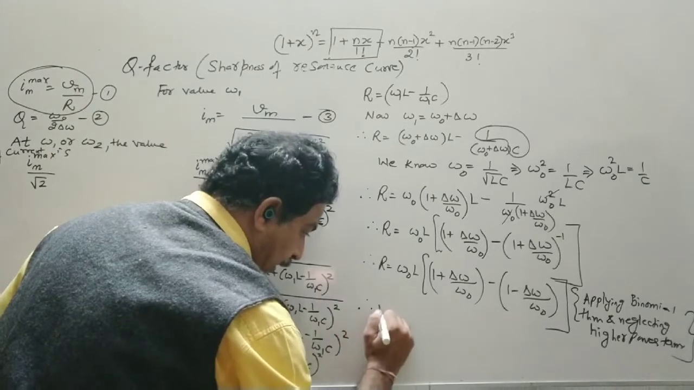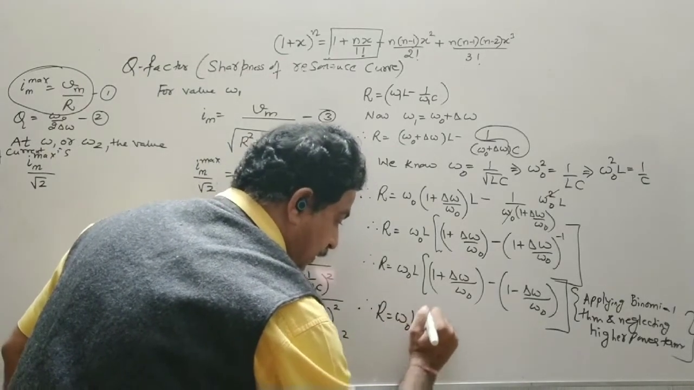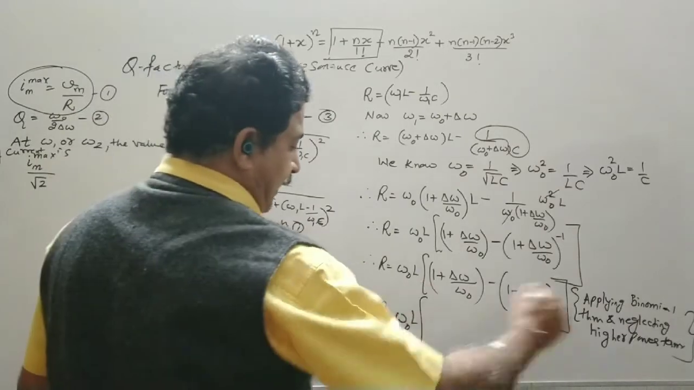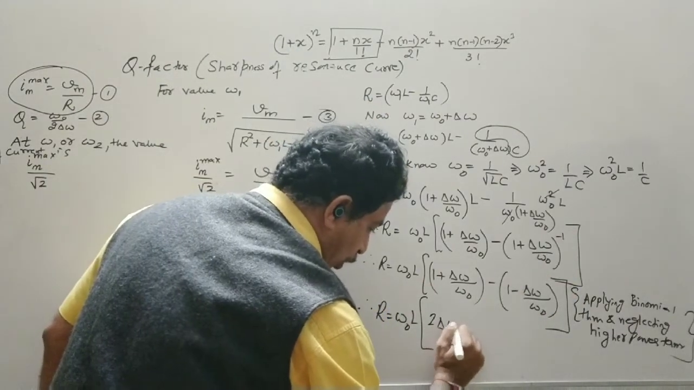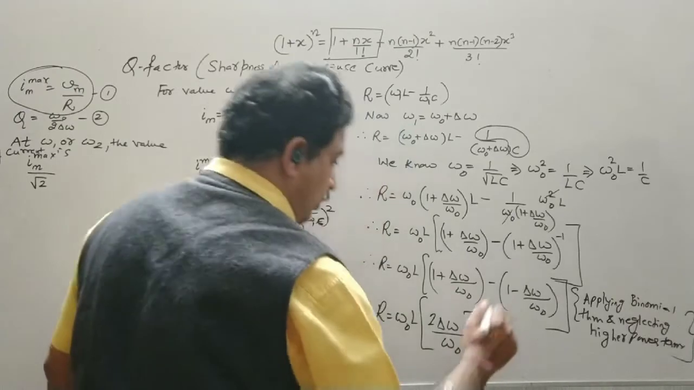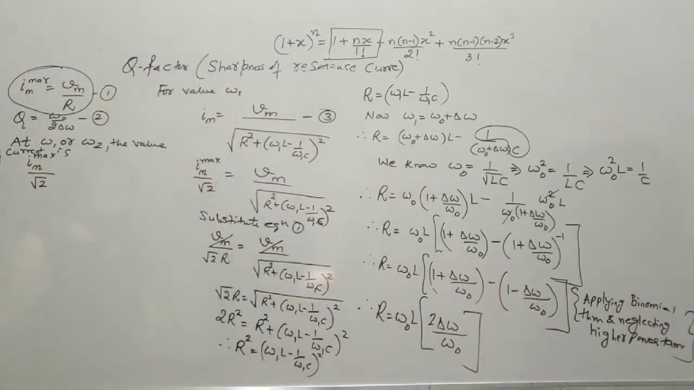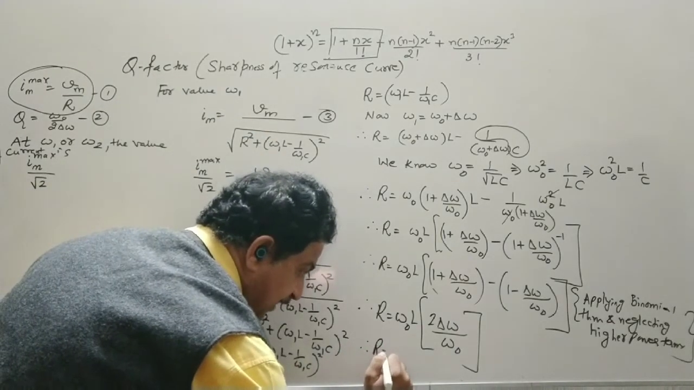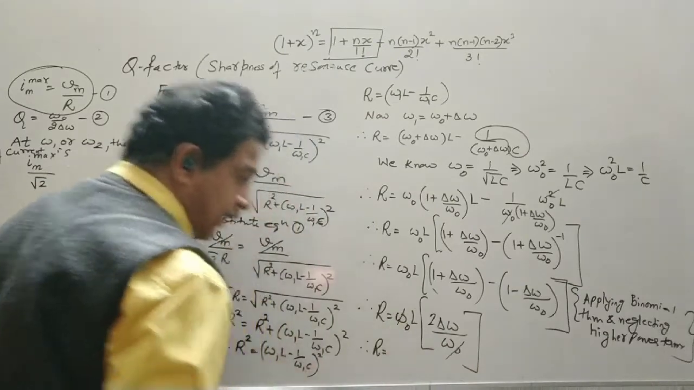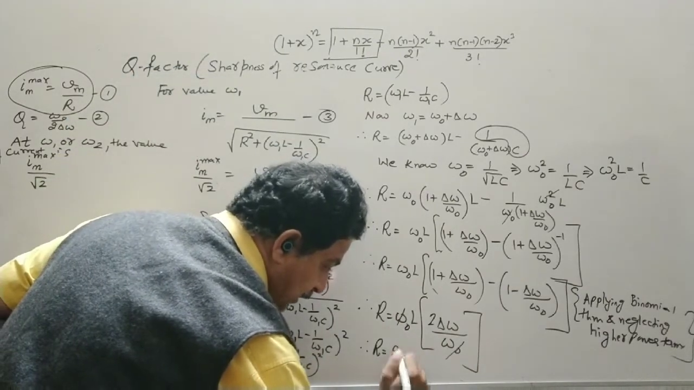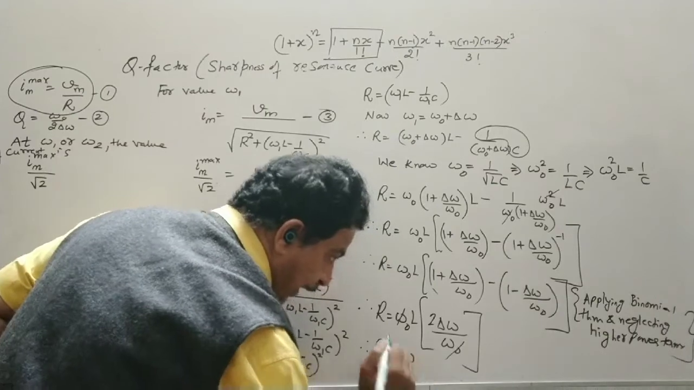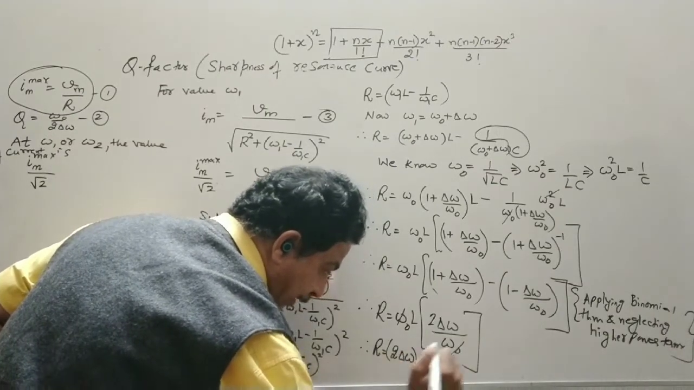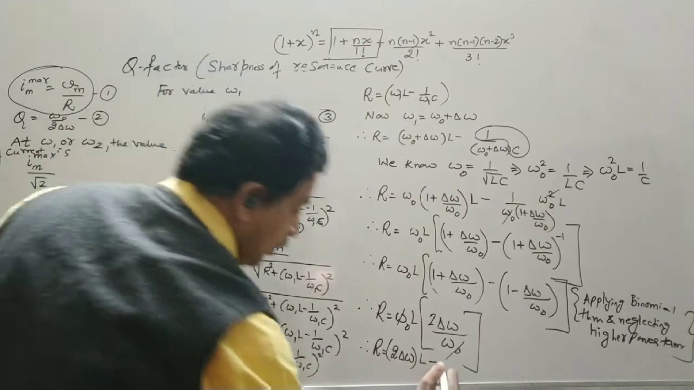Now therefore R is equal to omega naught L. If we open this bracket, it becomes twice delta omega upon omega naught. 1 is cancelled. So we get R is equal to omega naught L into 2 delta omega upon omega naught, and therefore omega naught is cancelled. So we get R is equal to twice delta omega into L. Say this is equation number 4.